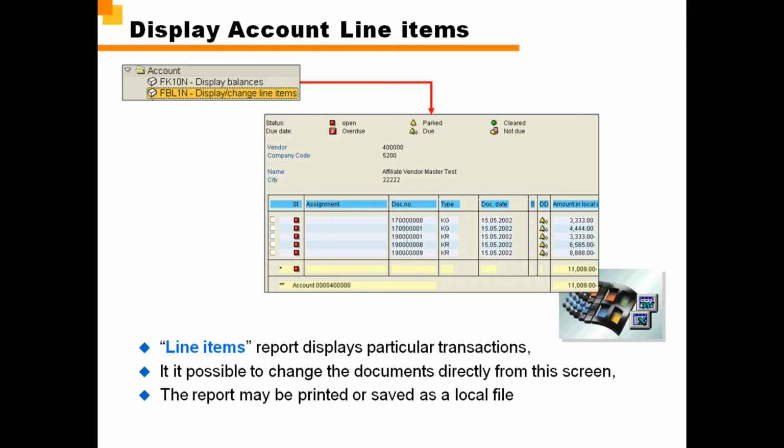Then we can also see the status of your line item coming with the red sign, and there are also some other indicators given above. For clear it is a green sign. For overdue, due and not due, we have different signs.